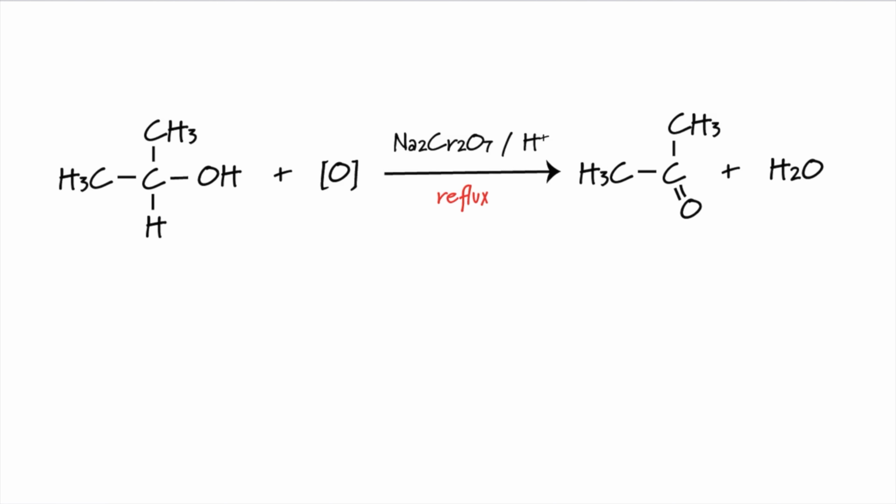Secondary alcohols are oxidized to form a ketone, and that is where the carbonyl group is in the middle of the chain. In this case, we have gone from propan-2-ol to propanone. We can use the same oxidizing agent, but our conditions have changed. Rather than distill off our product, we're going to heat under reflux for a period of time to ensure that the reaction goes to completion. Once again, because this is a redox reaction, we're going to get the change in oxidation state of chromium and a colour change from orange to green.